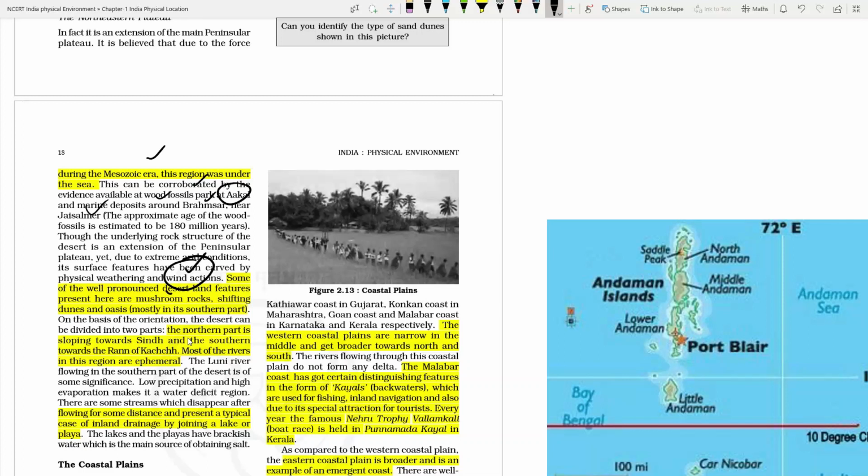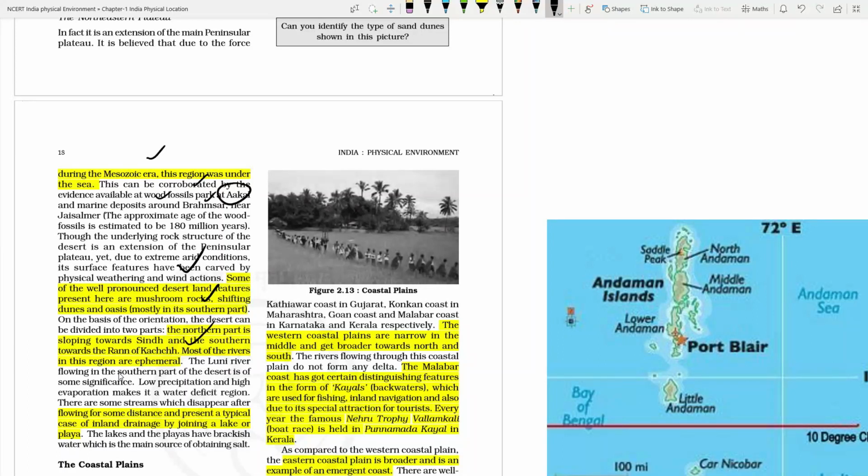That's why mushroom-shaped rocks are there. The northern part is sloping towards the Sindh and towards the Rann of Kutch, and most of the rivers which are there in these regions are ephemeral. So the northern part of this desert is having slope towards the Indus River, and the southern part is towards the Kutch region.